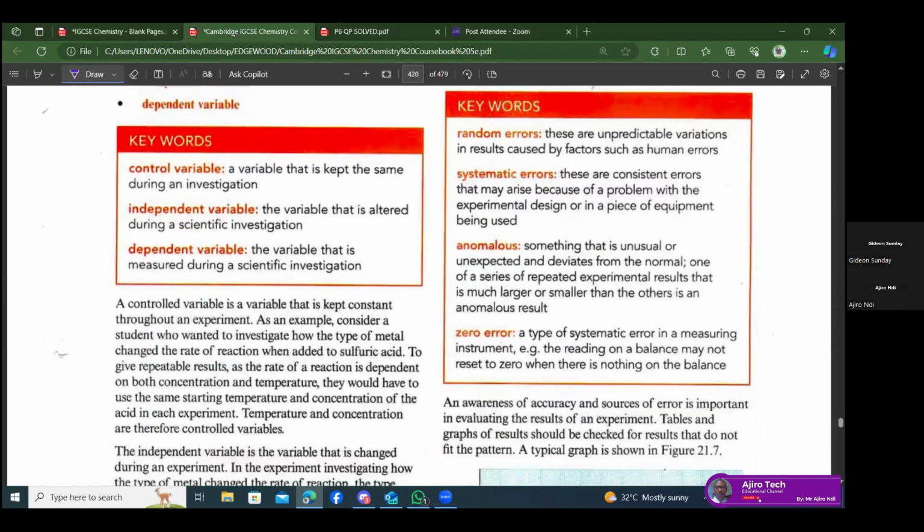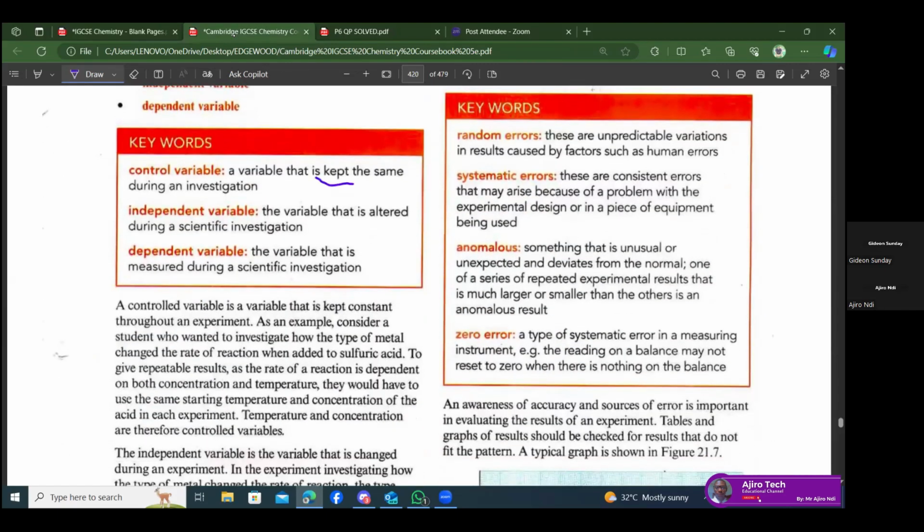Okay, so you can see here, it says the control variable is a variable that is kept the same during an investigation. So if you're asked to investigate a reaction, probably the rate of reaction, and you're asked to keep, you could say you want to keep the temperature constant. Keeping the temperature constant means your control variable is temperature. And then we also have the independent variable. This variable is altered during the scientific investigation. So this is what you alter to compare the 2 experiments, okay? You want to compare 2 entities. So this is one you have to alter.